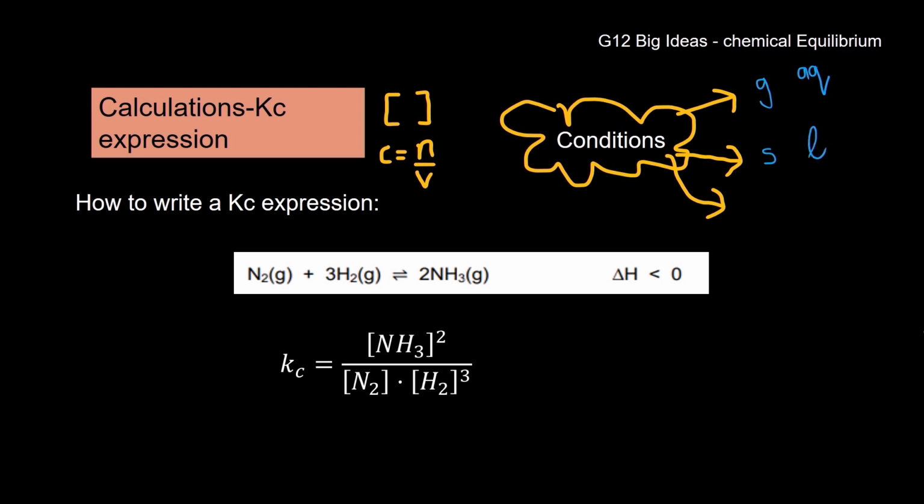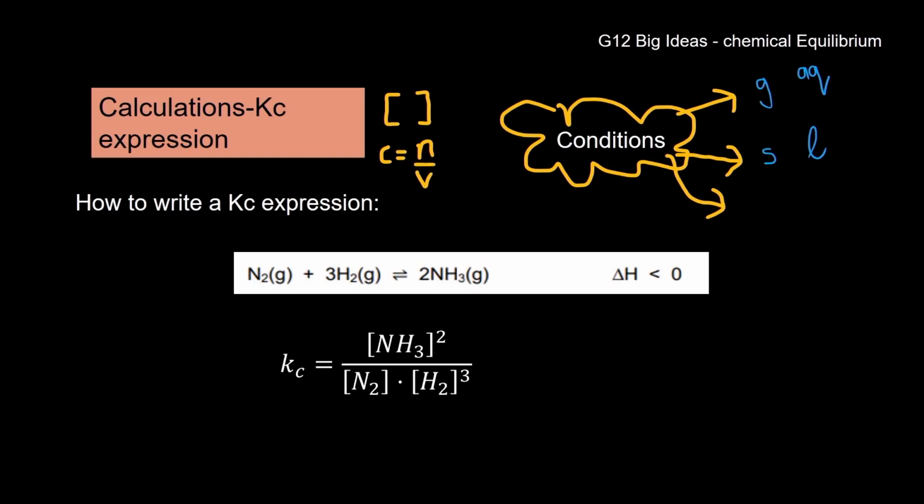And the reason why is because Kc is revolving around concentration. Concentration at equilibrium. Once the system has reached equilibrium, what is the concentration of our products and our reactants? So with a solid and with a liquid, the concentration is always 1. And 1 times anything is going to be anything. So we disregard something which is in a solid form or something which is in a liquid form.